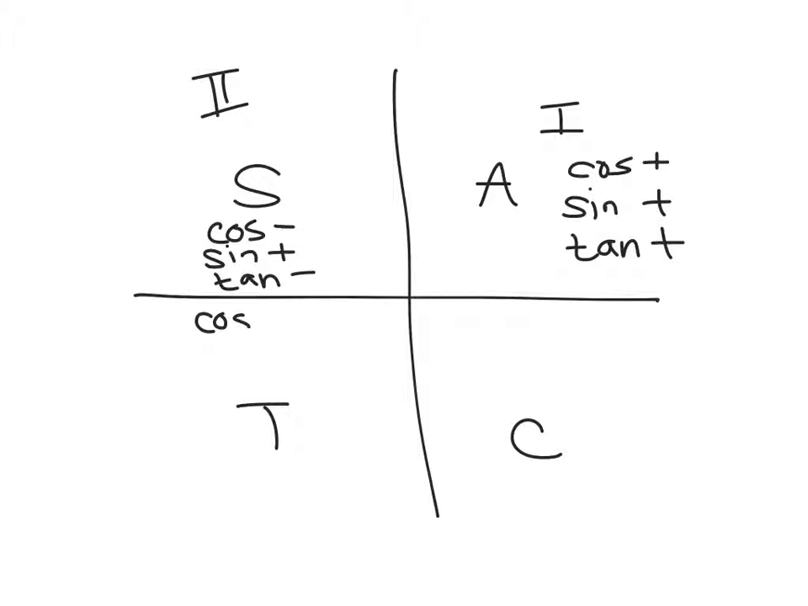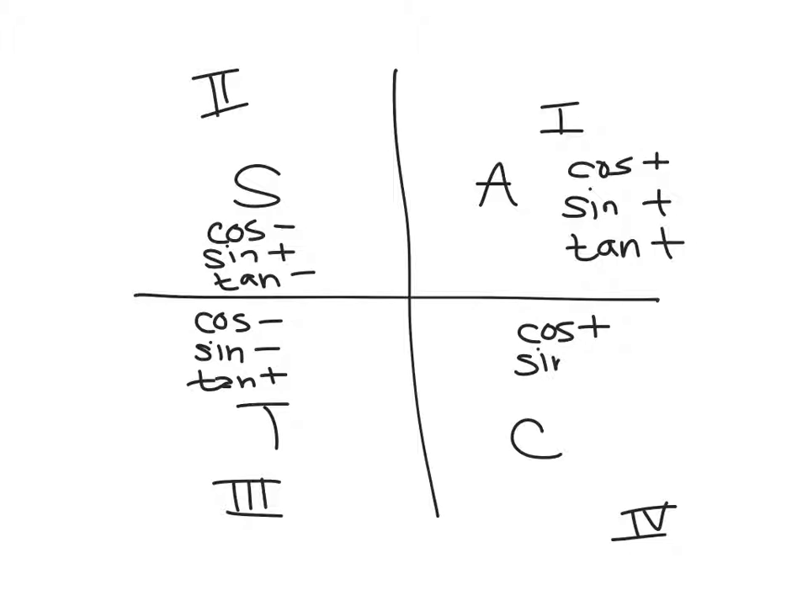So it's cosine is negative, the sine is negative, tangent is sine divided by cosine, so tangent is positive. And then the fourth quadrant, only the cosine is positive. So the cosine is positive, the sine is negative, and the tangent is negative. Okay, so in these two quadrants, the tangent's negative. In these two quadrants, the tangent's positive. These two quadrants, the sine is positive. These two quadrants, the cosine's positive.